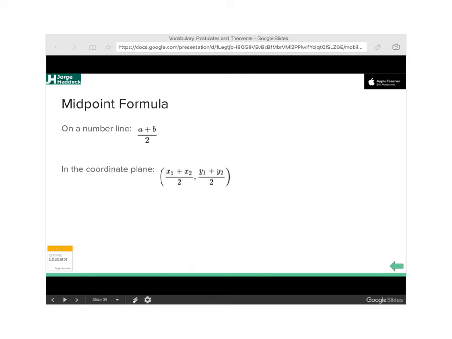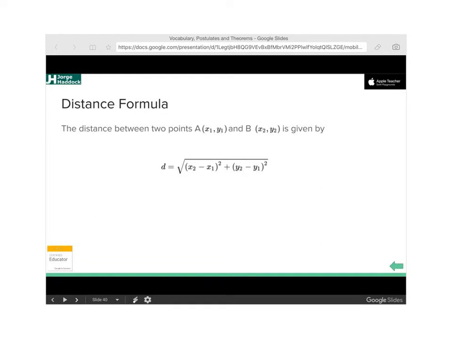My next formula is the distance formula, right? We saw already that the distance formula for two points on the number line is just the absolute value of the subtraction of the coordinates. But when we have the distance formula on the coordinate plane, it's a little bit different. It's the square root of the difference of the x coordinates squared plus the difference of the y coordinates squared.